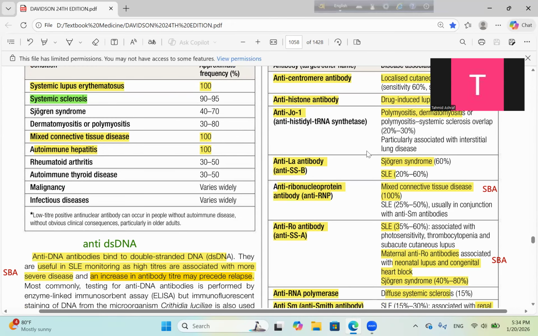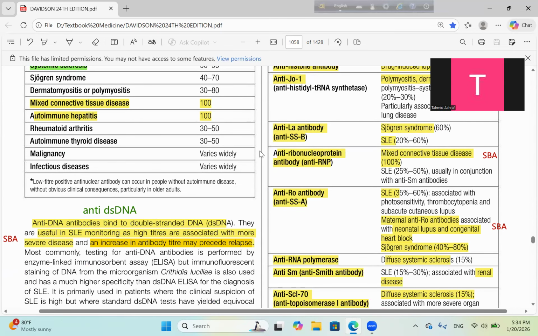Then we will see two antibodies. One is anti-Rho, R-O, Rho, and another is anti-La, L-A, La. The other name of anti-Rho is anti-SSA antibody, and another name of anti-La is anti-SSB. So which one is A, which one is B? We'll have to remember that. Because Rho comes earlier than La, Rho is A, anti-SSA, and La is B, anti-SSB.